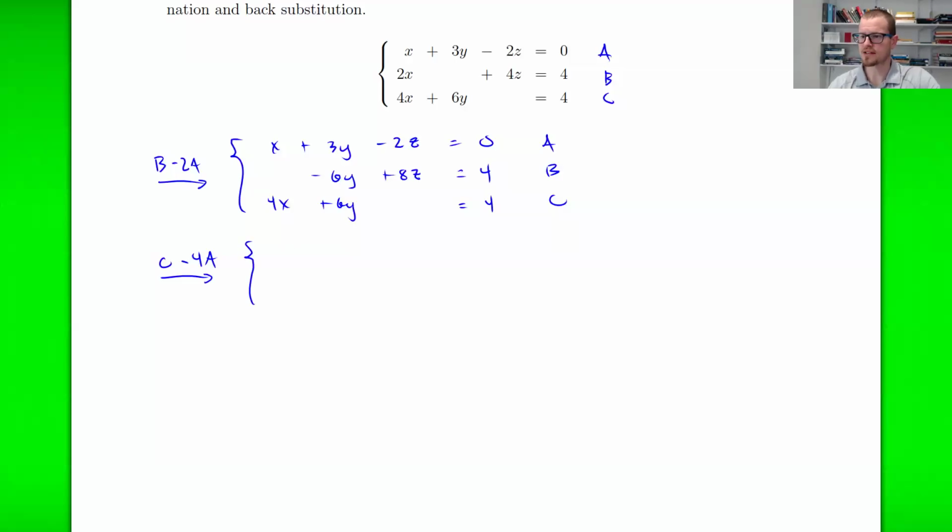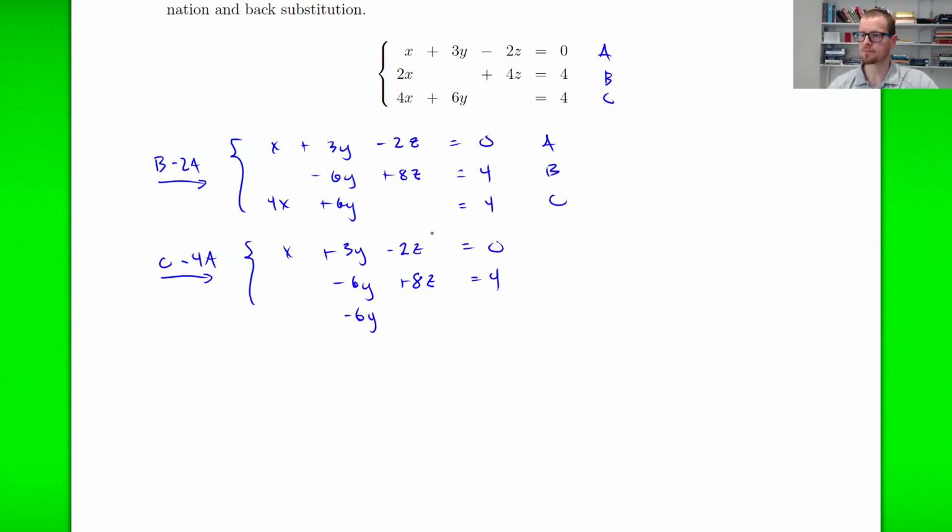Equation a stays the same as x plus 3y minus 2z is equal to 0. Equation b stays the same as negative 6y plus 8z is equal to 4. And equation c is the equation that we are manipulating. 4x minus 4 of those is 4x minus 4x. That eliminates the x's. That was the desire there. This minus 4 of those, well, 6y minus 4 times 3. 4 times 3 is 12. So 6 minus 12 gives us a negative 6.